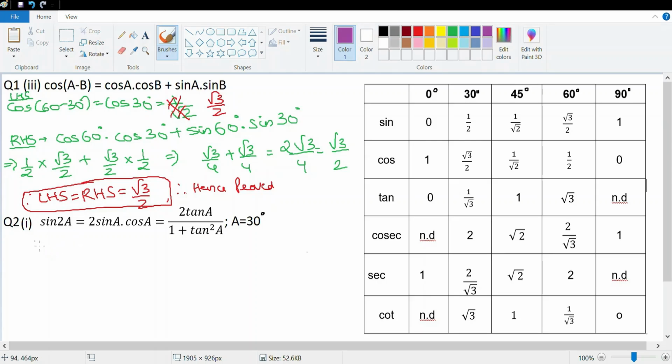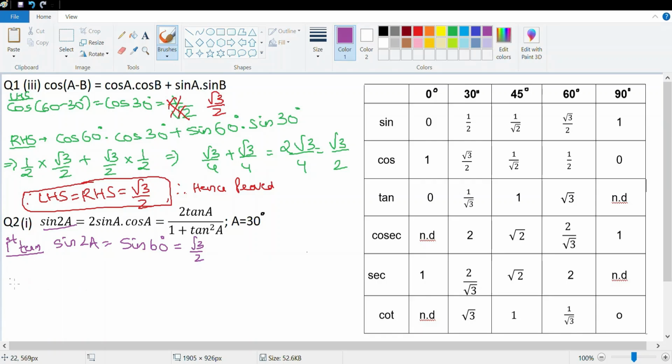It says if A is equal to 30 degree, then prove that sine 2A is equal to 2 sine A dot cos A is equal to 2 tan A upon 1 plus tan square A. So there are 3 terms. So let's look at the first term. So this is the first term that I'm looking at, which is sine 2A, which is equal to sine 60 degree, which is equal to root 3 upon 2.